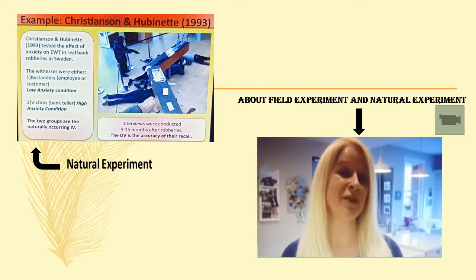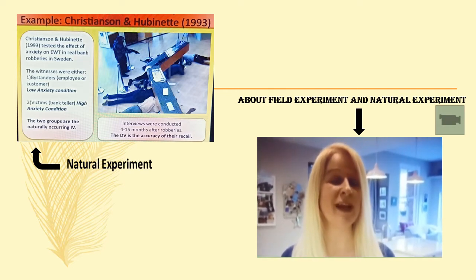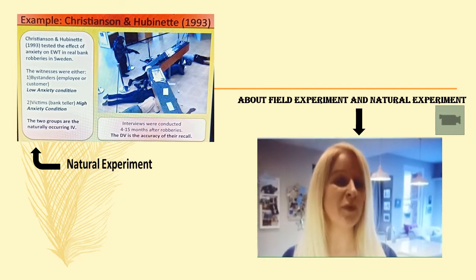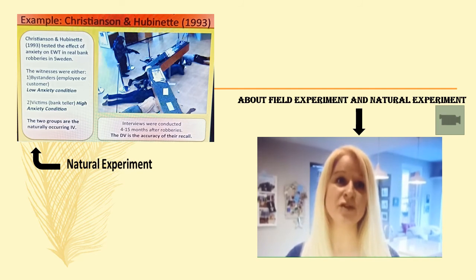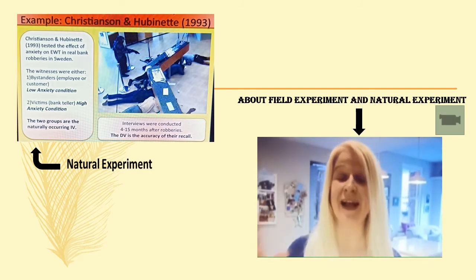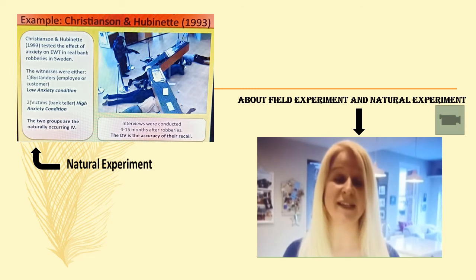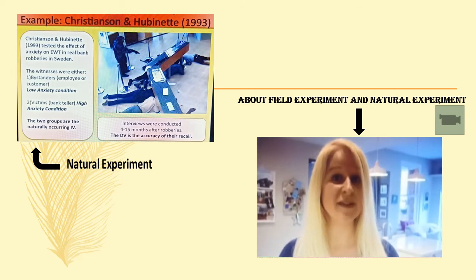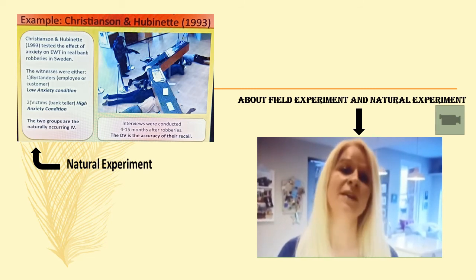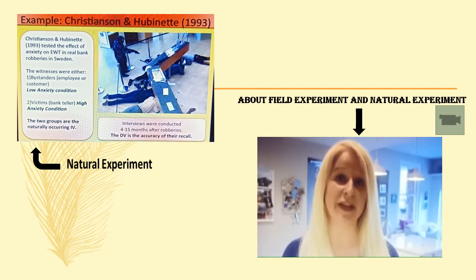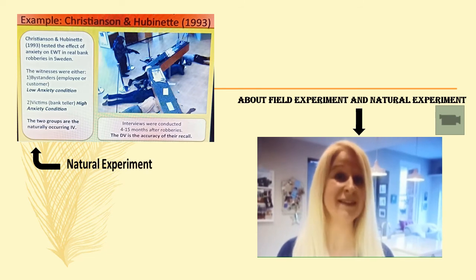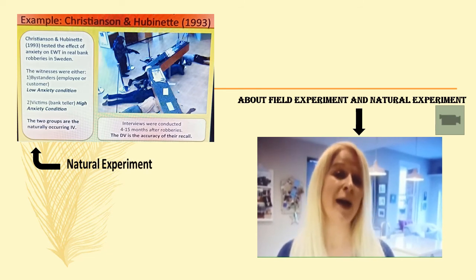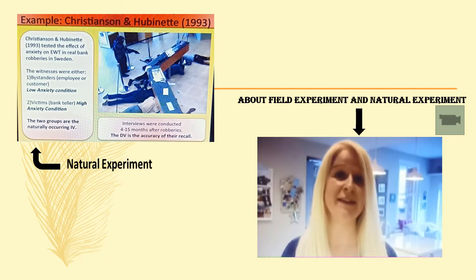Field experiments and natural experiments. Because a field experiment happens in a natural setting, people think that means natural experiment. But in a field experiment, the experimenter controls the variables, controls the IV and the DV. It's just in a natural setting. In a natural experiment, the experimenter does not control the IV. It is something that has naturally occurred, like a bank robbery, but they do use a dependent variable, in this case, in the bank robbery one, how accurate is their memory, depending on whether they were in a high anxiety or low anxiety condition.